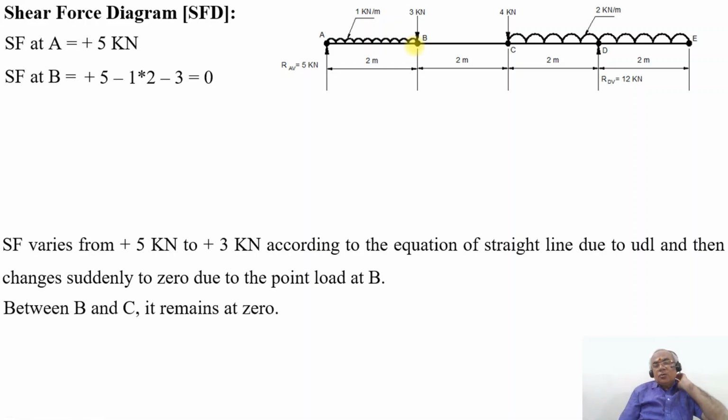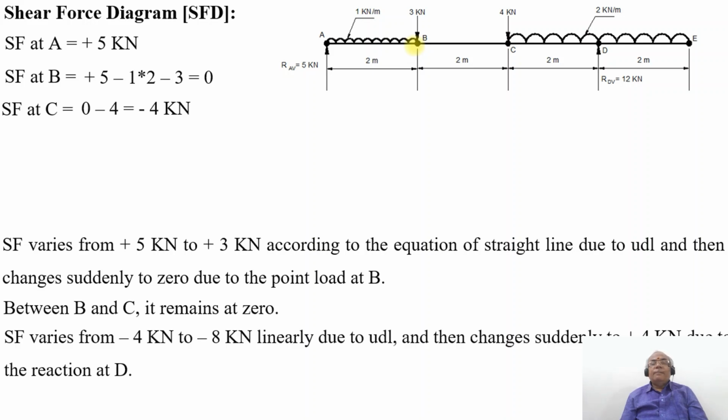Then SF at C. Between B and C, as no other load is acting, it remains 0. What will be the SF at C? As the 4 kilonewton is acting downwards, it will be minus 4 kilonewton, so 0 minus 4 is equal to minus 4 kilonewton. Then SF varies from minus 4 kilonewton to minus 8 kilonewton due to the UDL, which you will get in the next step.